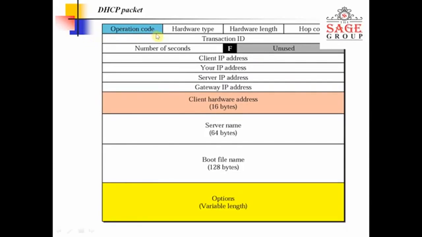First 8 bits are for the operation code. What type of operation is it? It covers DHCP request, DHCP offer, and so on. What is the hardware type? Hardware type is just like an Ethernet port, router port, Wi-Fi routers. These are the hardware for DHCP. What is the hardware length? According to the hardware type, the hardware length varies.